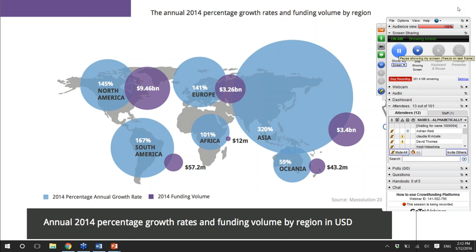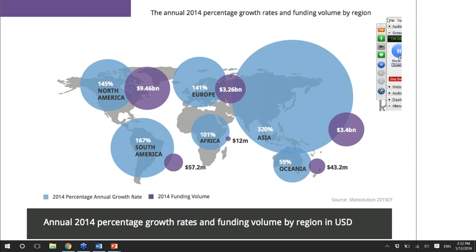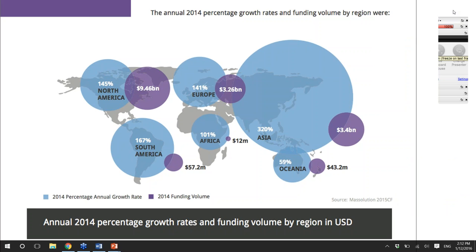For example, in North America, entrepreneurs have raised $9.46 billion. In Europe, they're raising about $3.26 billion. Coming down to developing countries like us, Africa is doing $12 million, and South America $57.2 million. But let me ask a question: do you see any purple circles by the Caribbean? I know you can't answer, but no, there are no purple circles by the Caribbean, because there has been no crowdfunding happening in that sector.